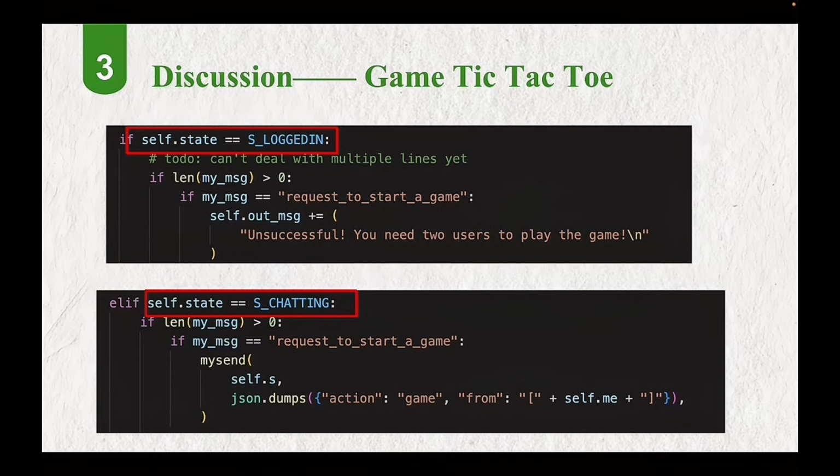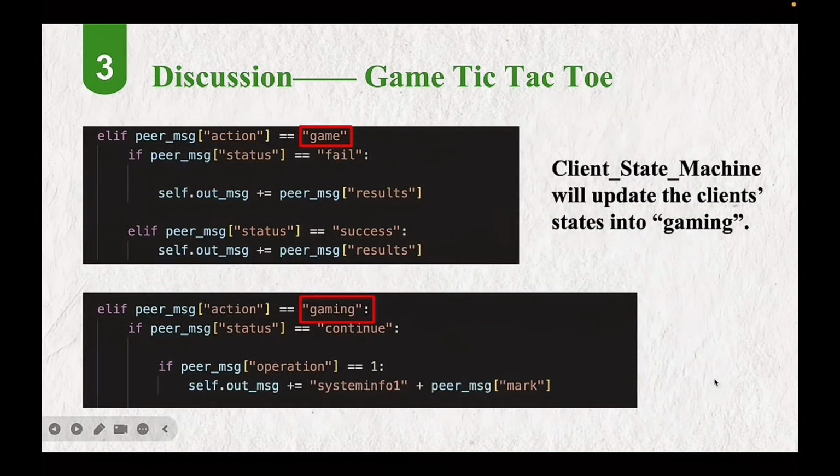As you can see in the client state machine, there are two states. In the S_logged_in state, the game can't be played because you need two players. This message will be shown by the server. For the other state, only in the S_chatting state can the game be played. Then the client state machine will update the client state into gaming.